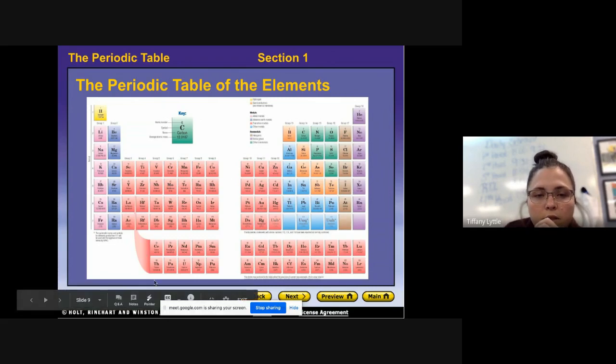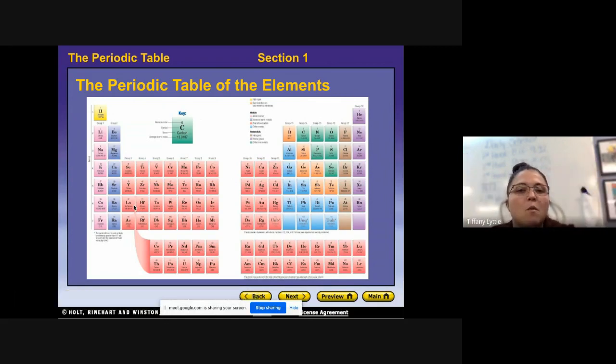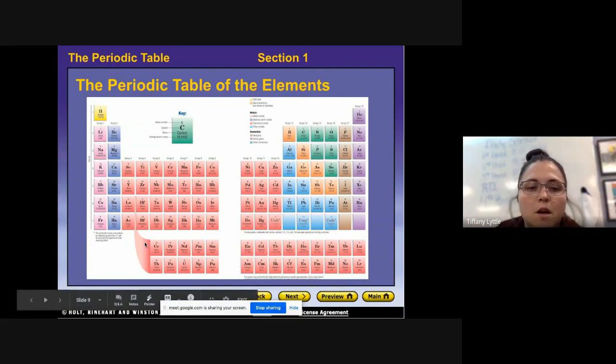Now these 2 rows down here actually fit in period 6 and period 7. But the periodic table will be super wide if we left it the way that it should be. So generally they cut that section out and put it at the bottom. But just know that this actually is row 6 and row 7.